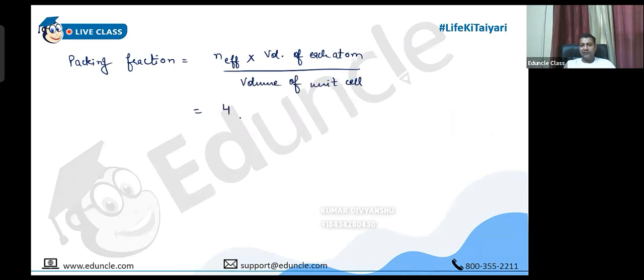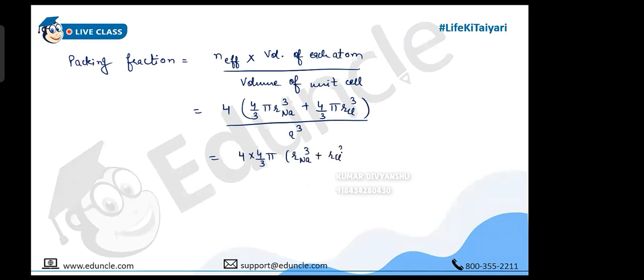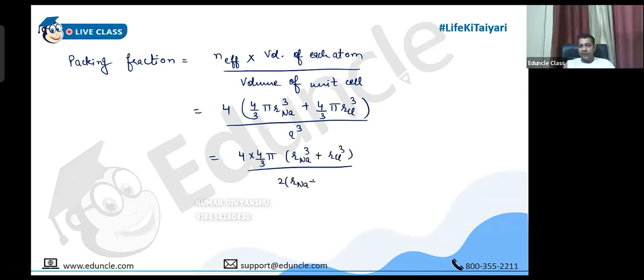Now, what are the effective number of atoms or ions? There are 4 of each type. 4 sodium are there and 4 chloride are there. So it means I need to calculate the volume of 4 sodium and 4 chloride, and then I have to add them up. Is it clear? The numerator part. Because 4 sodium and 4 chloride are there in one unit cell. And the volume of unit cell will be a cube. And what is a equal to according to you? Twice of the sum of r sodium and r chlorine. Twice of this. So 16 by 3 pi.